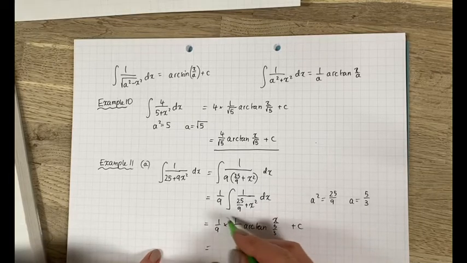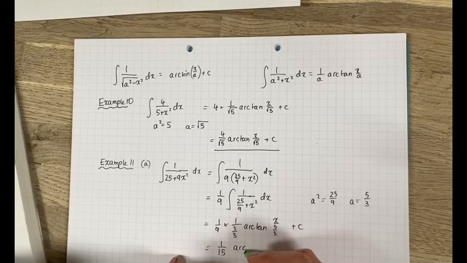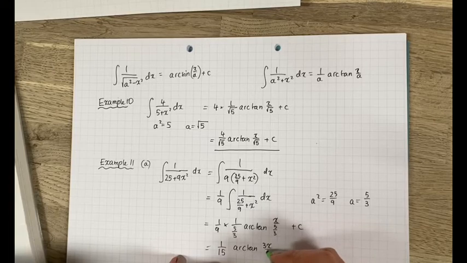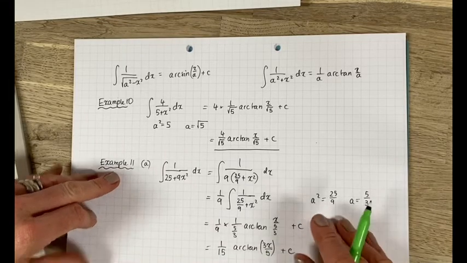Tidy this up, pop it into the calculator, or however you do it, the 9 and 3 will cancel, and you've got 3 times 5 to give you 15. And then you've got arctan. Again, dividing by 5/3 is the same as multiplying by 3/5. So I've got 3x over 5. There you go. So that's our part a.